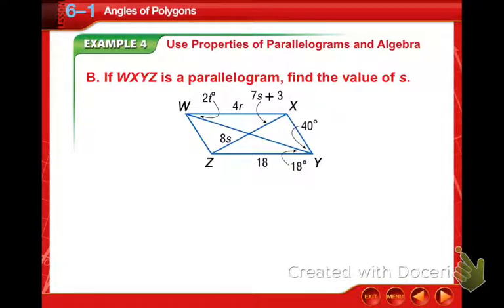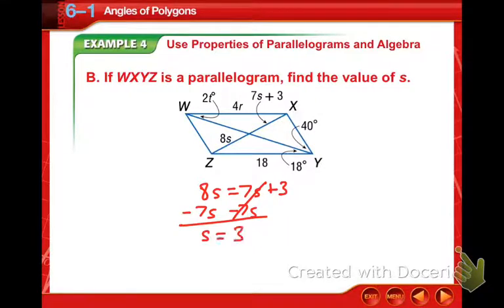So 8S equal to 7S plus 3. We subtract 7S from both sides. Cancels on the right. And 8 minus 7 is just S now, equal to 3. Done. Simple. Okay, so now we've already found R and S. Time to find T.